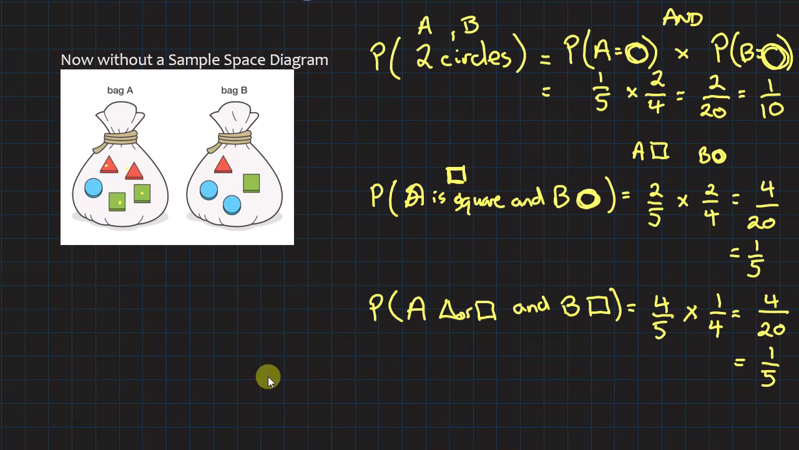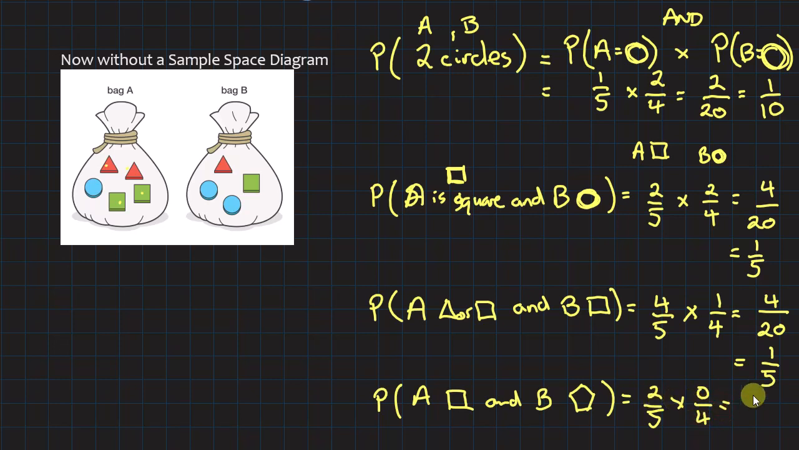One last one. What's the probability of A being a circle, a square, and B being a pentagon? So how many squares were there in the first one? That's 2 out of 5. And how many pentagons are there in B? That's none out of 4. So we get 0 over 20, which is 0. It says that that cannot happen. Well, we have no pentagons anywhere, so clearly that can't happen.